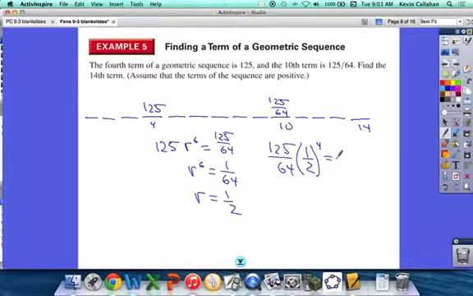Okay, and 1/2 to the 4th. 2 to the 4th is 16, so that's 125 over 64 times 1 over 16. And that is 125 over 1024.